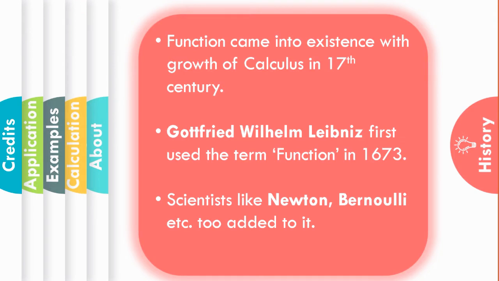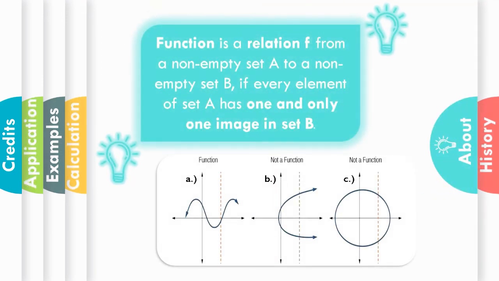Now, let us talk about function. Function is a relation f from a non-empty set A to a non-empty set B. If every element of set A has one and only one image in set B, it means function is a special type of relation as it has only one output on one input.